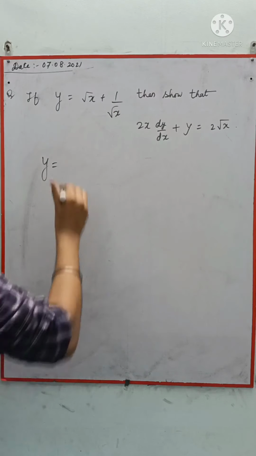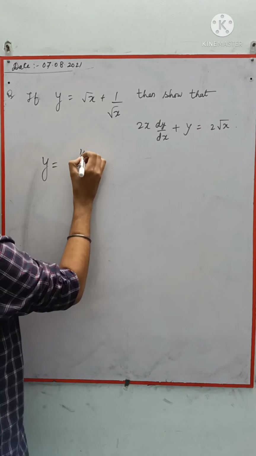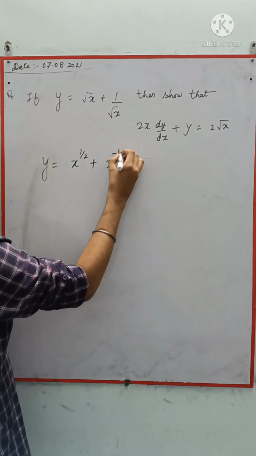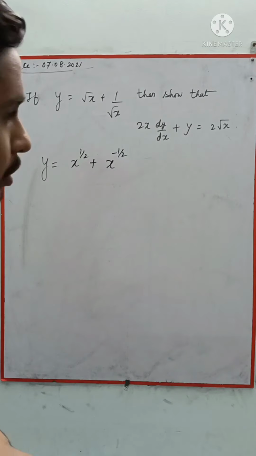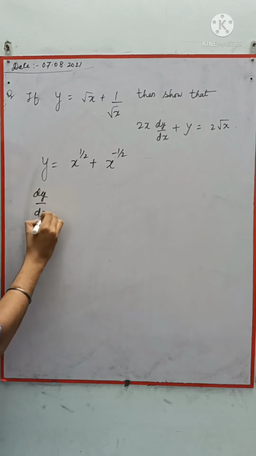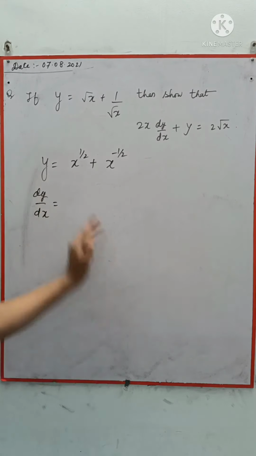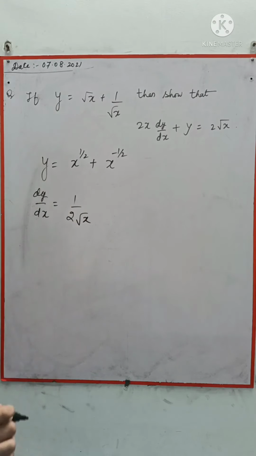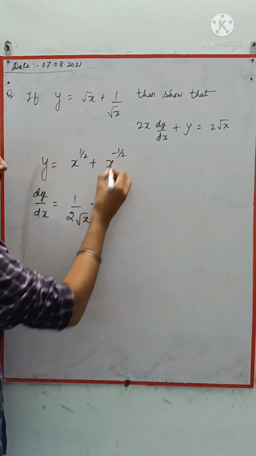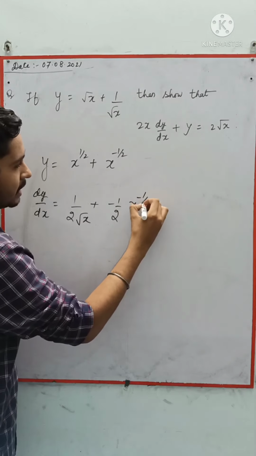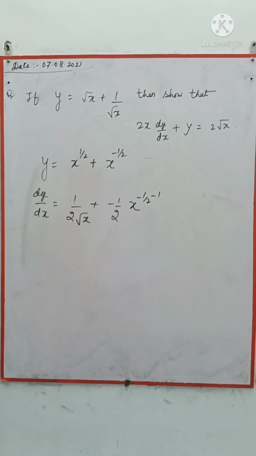How will you simplify? See, this is x to the power half, and if you take this up, it will be x to the power minus half. Okay, now you differentiate. So dy/dx is equal to, what is the differentiation of x to the power half, or root x? It is 1 upon 2 root x. Okay, plus here n x to the power n minus 1. I hope this is clear to you.